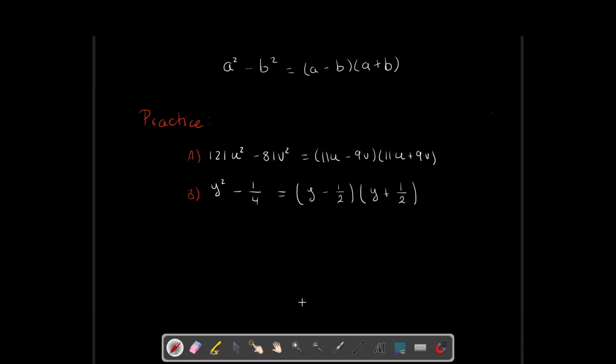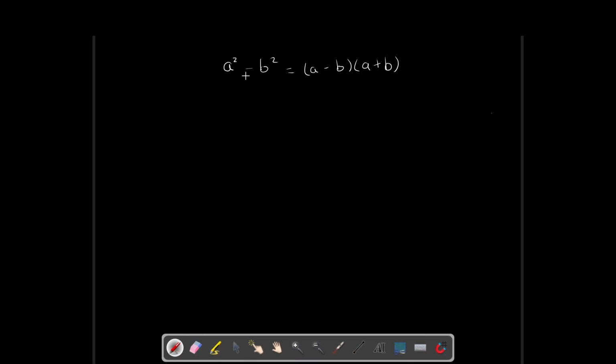Here you have 2 practice exercises so you can check your understanding. And obviously here you have the answers so you can check your results. So if you ever see a squared minus b squared, instantly write a minus b times a plus b. This way, an expression like 4x squared minus 25 will instantly become 2x plus 5 times 2x minus 5.